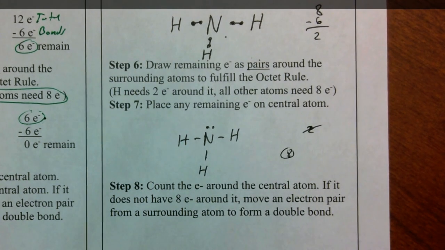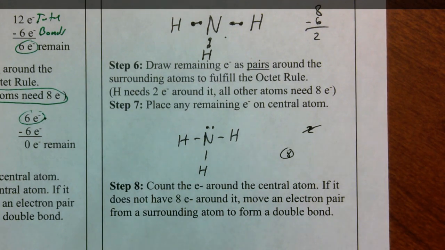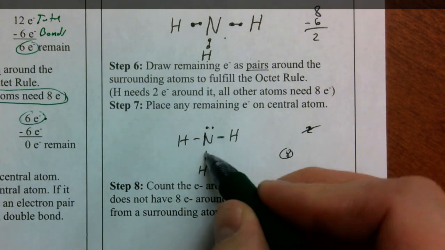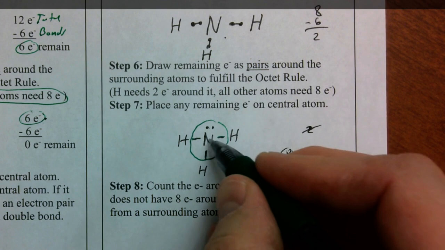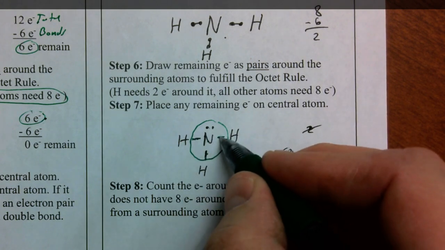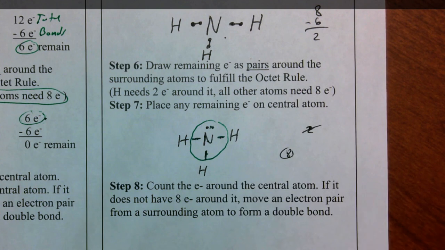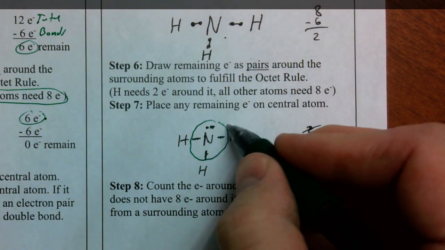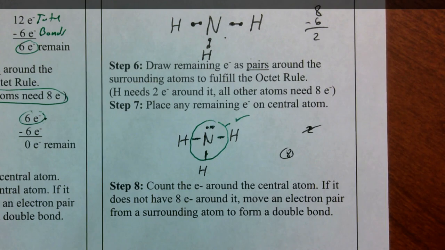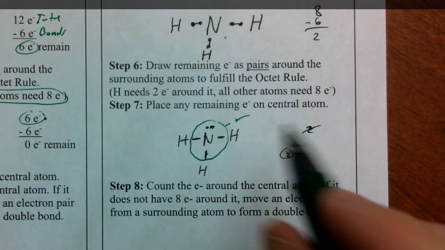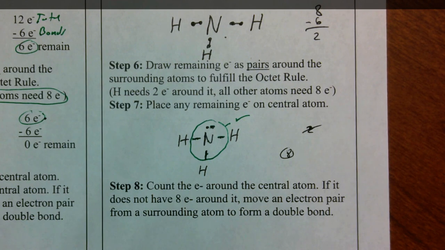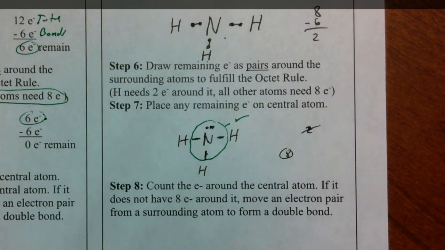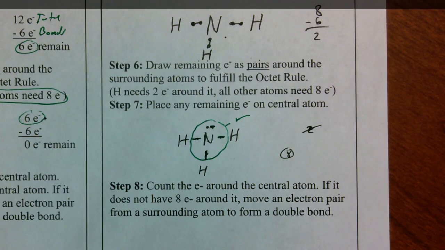Now, last check. Do we need any double or triple bonds? So I'm going to look. Each hydrogen has 2, right? So all the hydrogens are good. And let's see, how many does nitrogen have? Nitrogen has 2, 4, 6 that are bonding, plus this lone pair, and that's 8. So this nitrogen is full. It has 8 electrons, and that means that this structure is done. We do not need to put any double or triple bonds on here. If everybody's full, no extra bonds needed. So that's a good Lewis structure for the ammonia molecule.